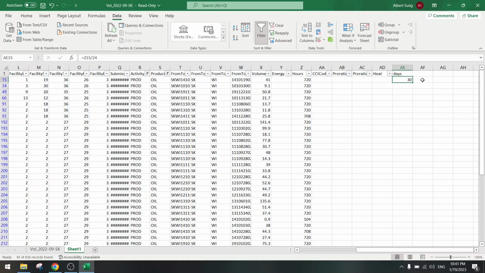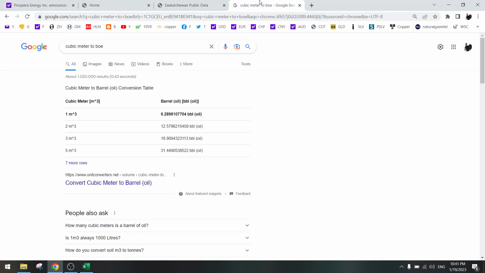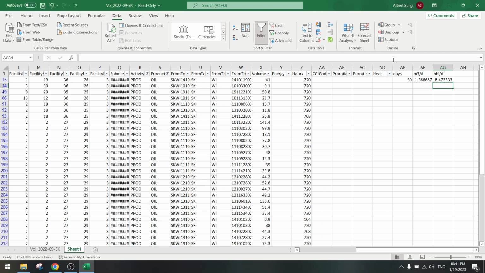Okay, so you have the days, and then the amount of volume per day. Then you have the volume in cubic meters per day. But we need to have the barrels per day. To go to barrels per day, you do this times 6.28, I think it was 6.28. And then you have the barrels per day.